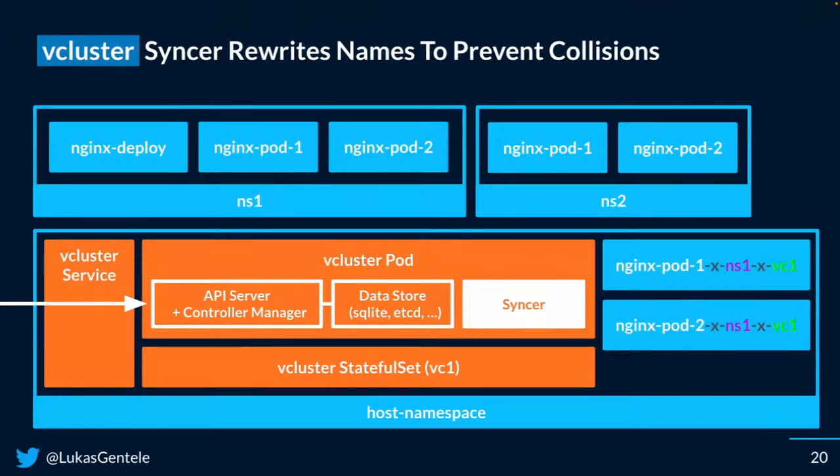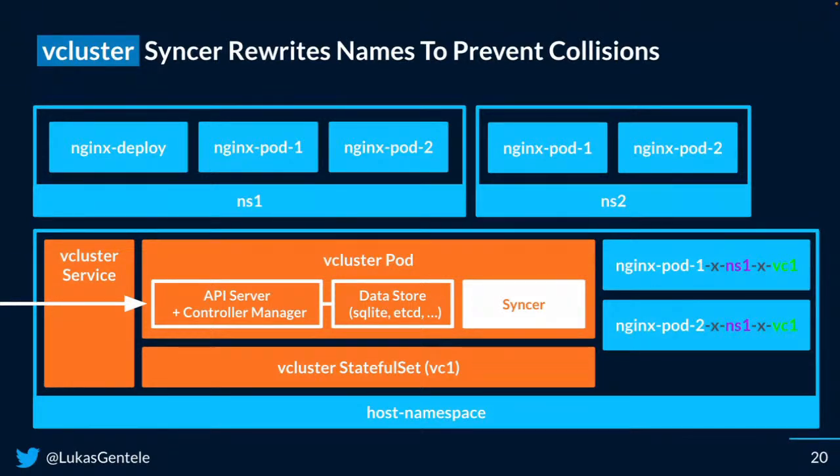So we see on the left-hand side NS1, and we see Nginx pod 1 and pod 2 would be translated to Nginx pod 1-x-NS1, because that's the virtual cluster's namespace where this pod comes from. And then we also append the name of the virtual cluster, because it is even possible to run multiple virtual clusters in the same namespace of the underlying physical cluster. We could even run virtual clusters inside of virtual clusters, and then that gets even crazier.